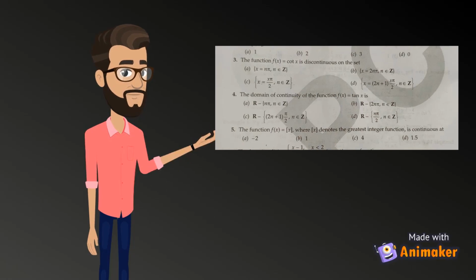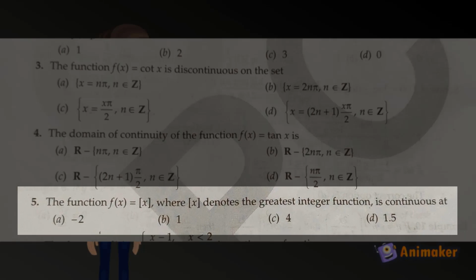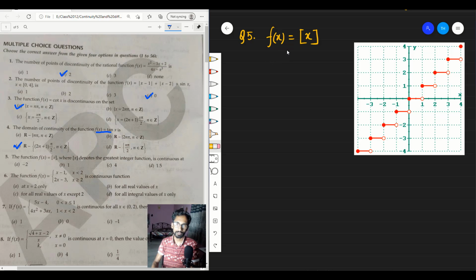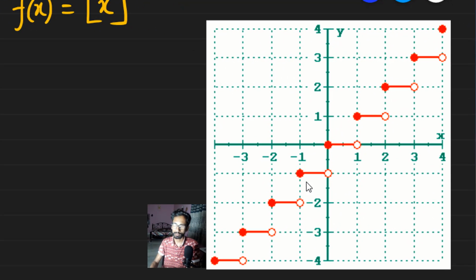Here is your question number 5. Don't forget to pause and give it a try. In question number 5, the function is defined as the greatest integer function, or the third bracket of x. The graphical representation of the function is something like this.